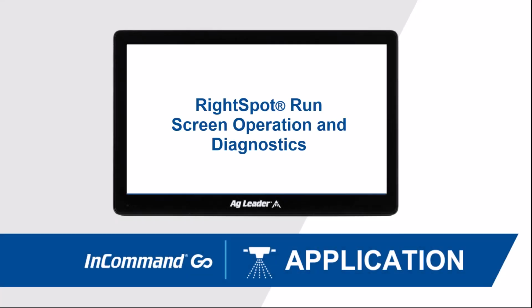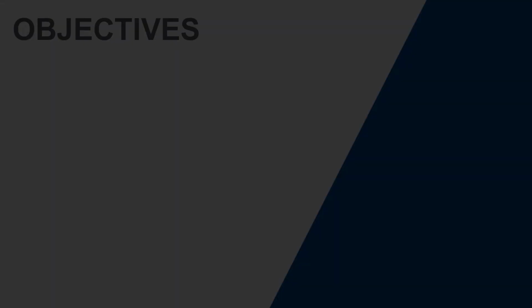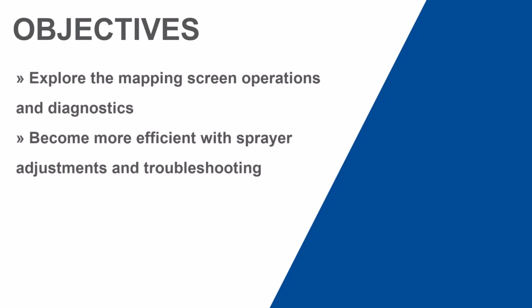In this video, we will cover the run screen operation when using a configuration with DirectCommand L2 and RightSpot on an InCommand Go display. Knowing the location of these tools and settings will allow you to efficiently adjust your sprayer and quickly identify and troubleshoot issues while in the field.